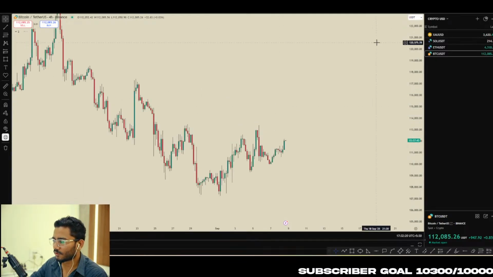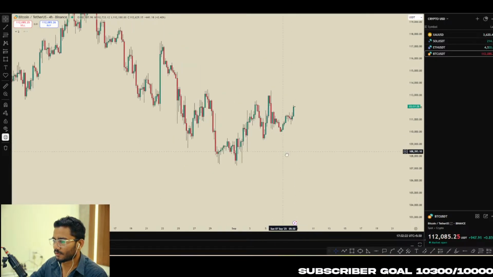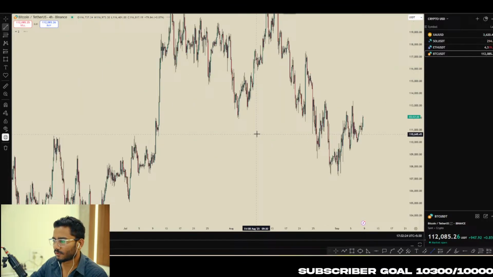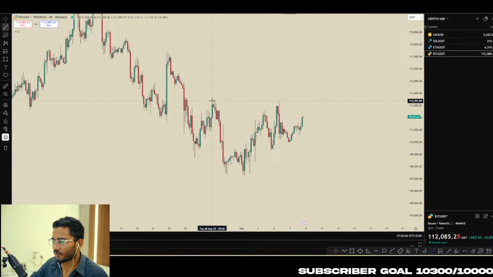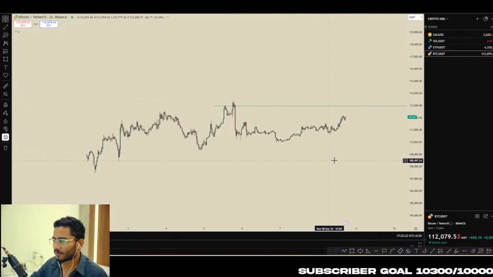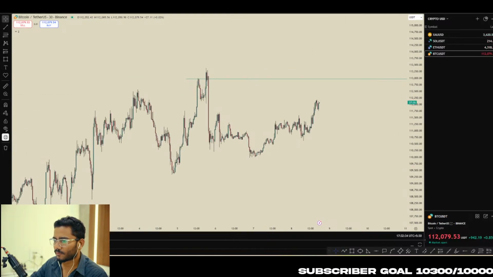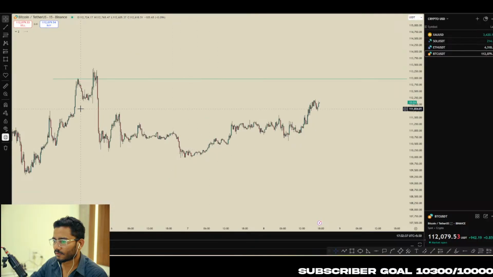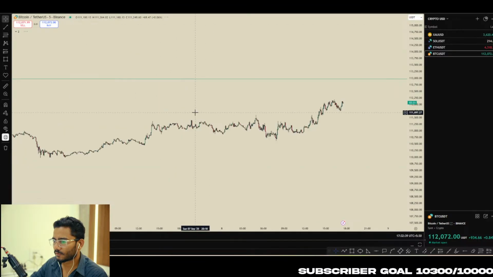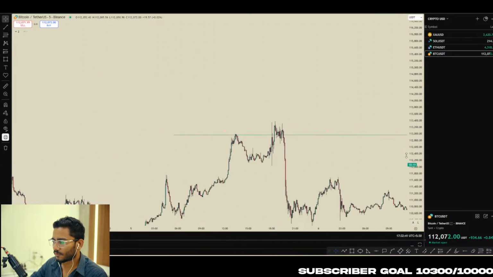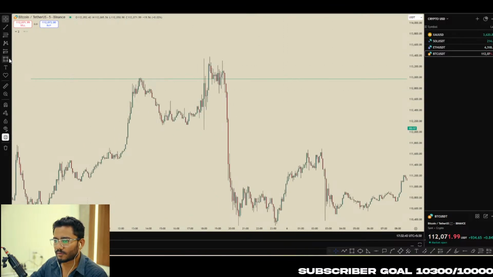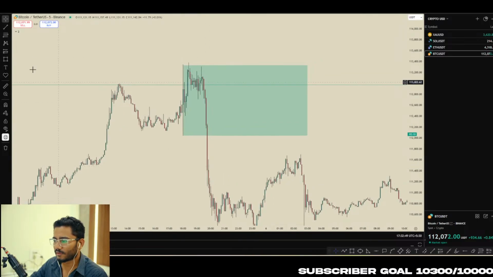Let's go to lower time frame. Here, it can continue upside, but right now the trend is to the downside. So this is the candle which took out the liquidity. So this is the candle which took out liquidity from this side and this side.